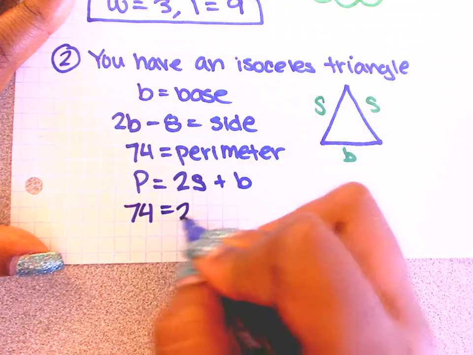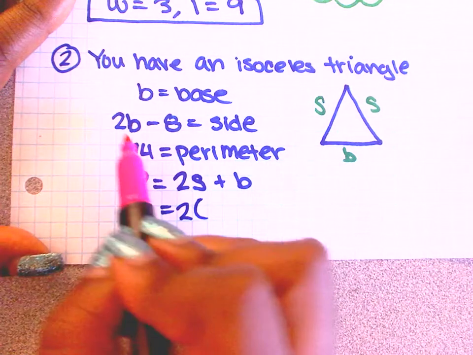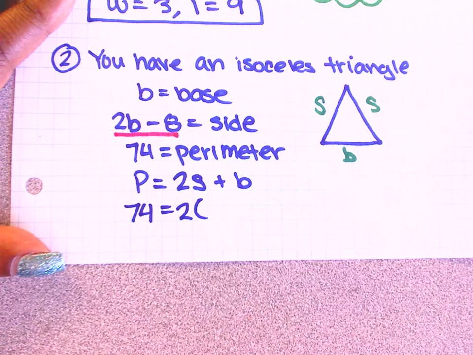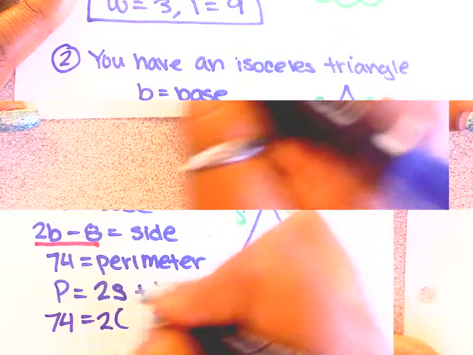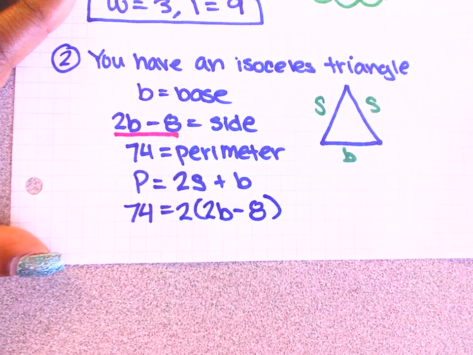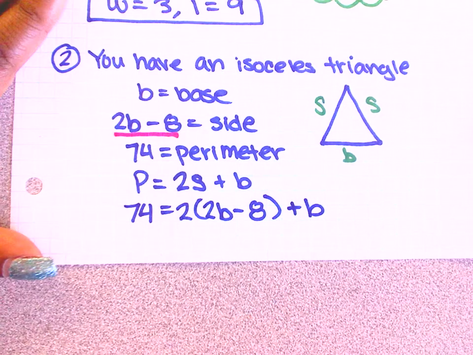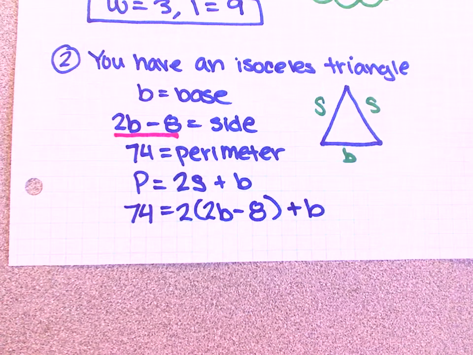We have 2 times the side. What does the side tell me? The side is 2b minus 8. So that's what I'm going to put in my parentheses: 2b minus 8, plus the base, which is b. You don't know what the base is yet. Pencil pinata. Oh, good, you were with me.